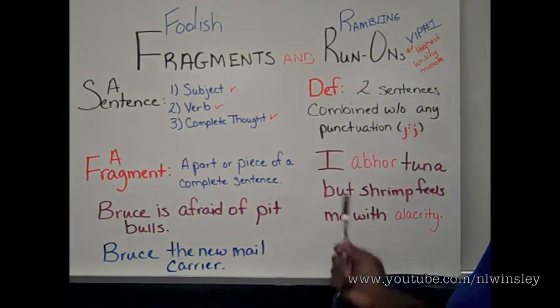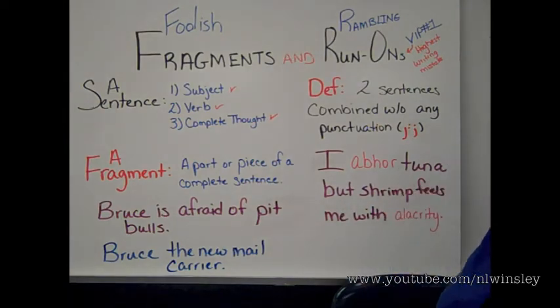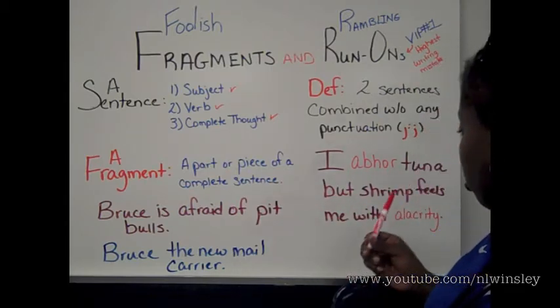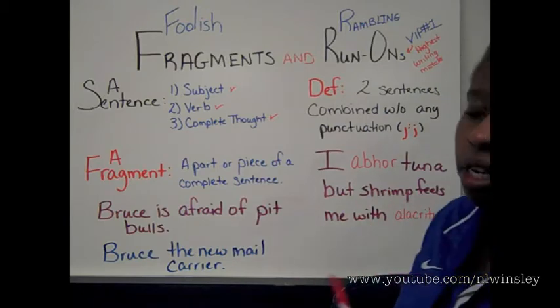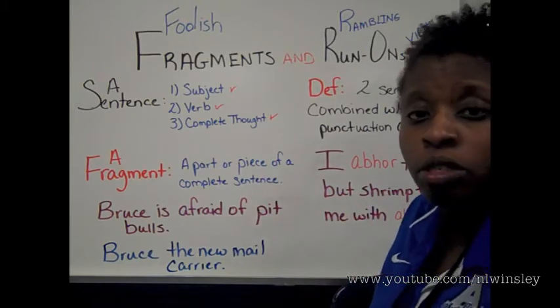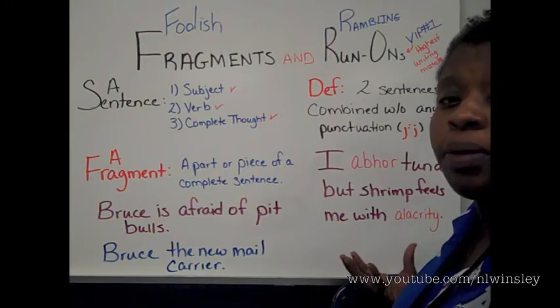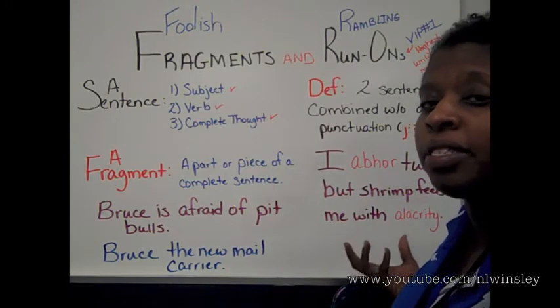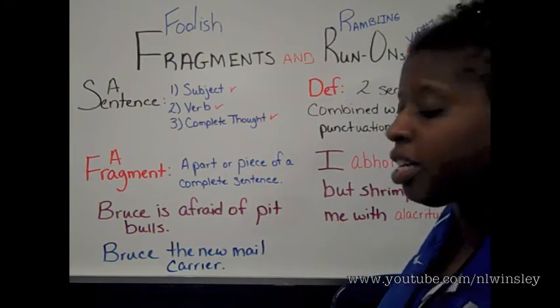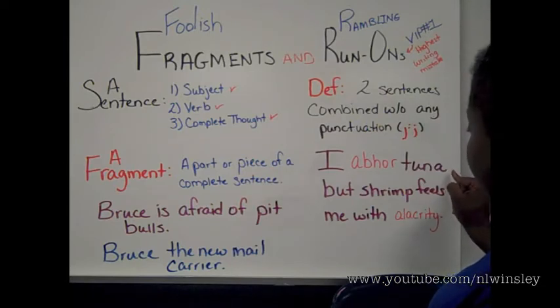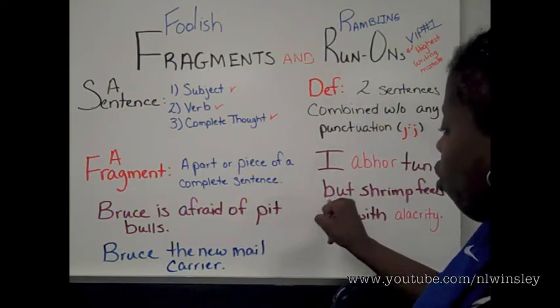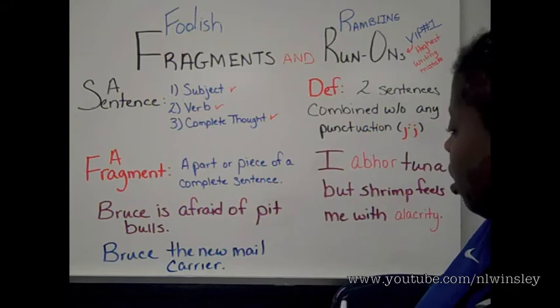Let's look at this one. I abhor tuna, but shrimp fills me with alacrity. So, I abhor tuna. That's an independent clause. Shrimp fills me with alacrity. That's another independent clause. So we're looking at what could be a correctly written compound sentence, but it's a run-on sentence because I do not have a comma before the coordinating conjunction but.